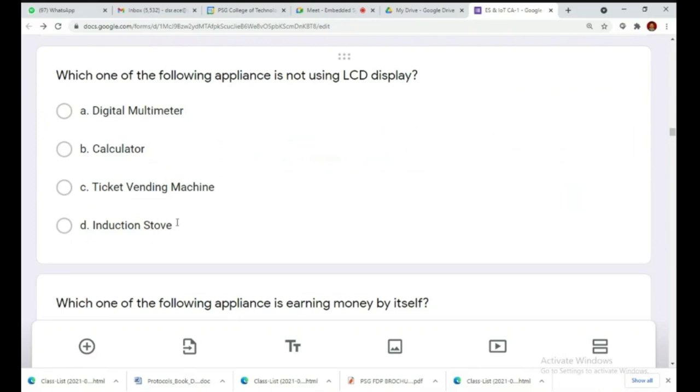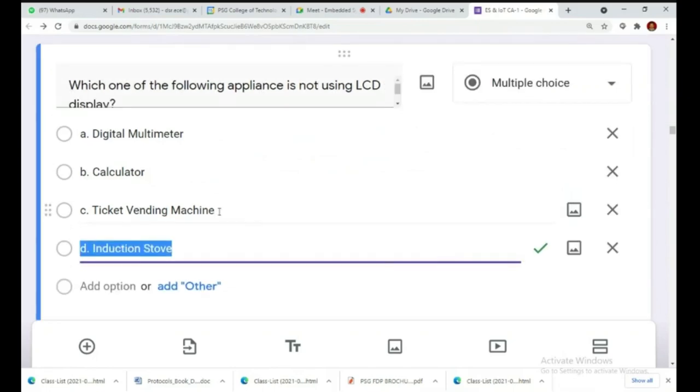But an induction stove is plug-in, right? It is connected to the EB plug. So for that, LCD is not necessary. If you take an induction stove, you have a 7-segment display only. So the induction stove does not have LCD when compared to all these three. It is directly plugged in to the EB power supply. All these three devices are using batteries. So battery operated devices need very low power consuming devices. LCDs are the only devices which consume very low power. So the digital multimeter, calculator and ticket vending machine use very low power, hence they use LCD. For the induction stove, LEDs are used most widely. So the right answer for this question is induction stove.